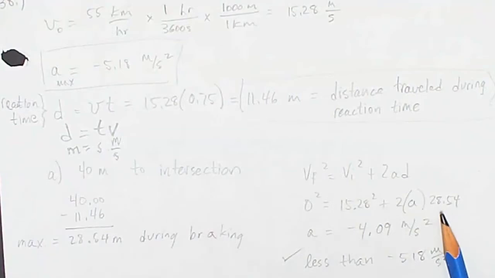So here I've chosen the distance to the intersection and solved for a. And I see that the value of a I need, going this speed, to stop in 28.54 meters is negative 4.09 meters per second squared. And that is less than the maximum amount that my car can provide. So this tells me that yes, I will be able to stop in time.